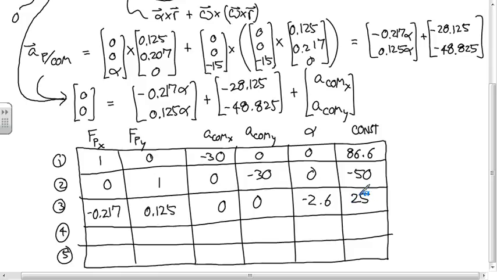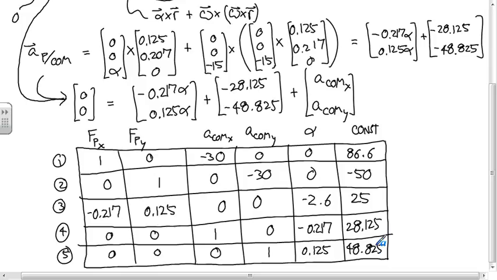And then the last two equations, 0, 0, 1, 0, negative 0.217, 28.125, and then 0, 0, 0, 1, 0.125, and 48.825.